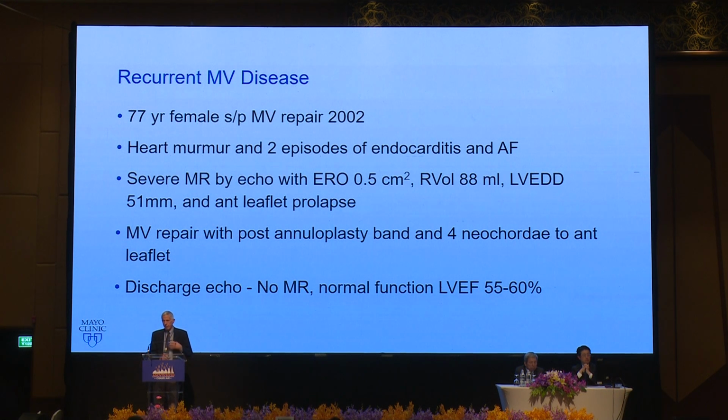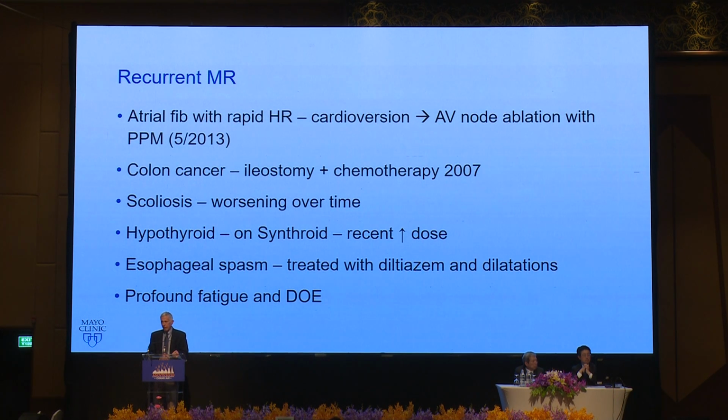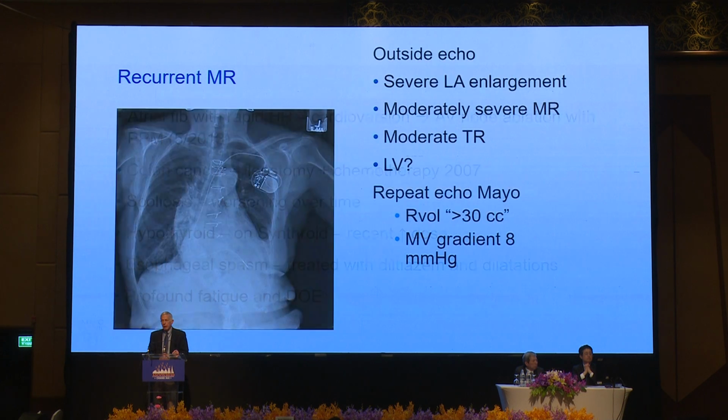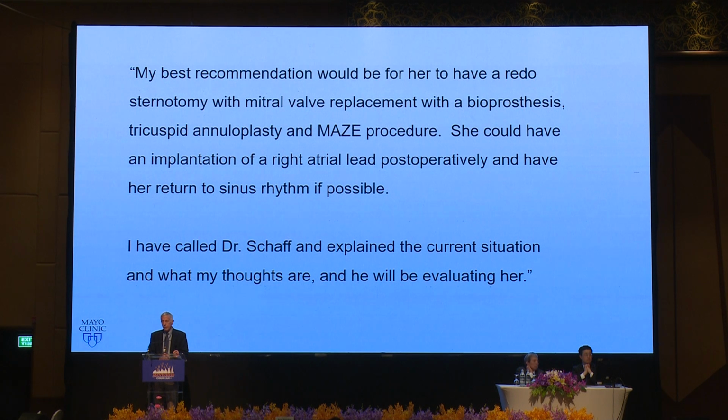Now, here's another patient. This is a patient of mine. I did an operation, mitral valve repair, almost 20 years ago. At that time, she had endocarditis, large ERO, regurgitant volume of 88. We did a mitral valve repair with anterior leaflet artificial chordae and a ring, or partial ring. She did well over the years, but then developed atrial fibrillation and some other medical problems. She developed profound fatigue and dyspnea. And she was referred because she had recurrent mitral regurgitation, severe left atrial enlargement. Her repeat echo at our institution said at least a regurgitant volume greater than 30, and she had a gradient of 8, they said. And this is what the cardiologist wrote.